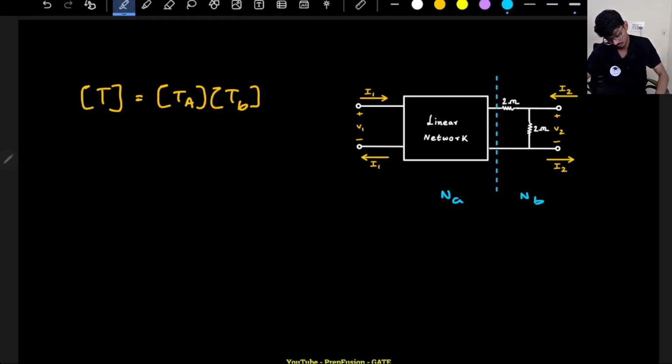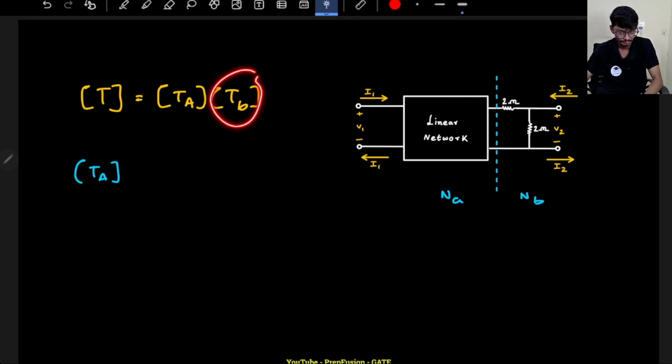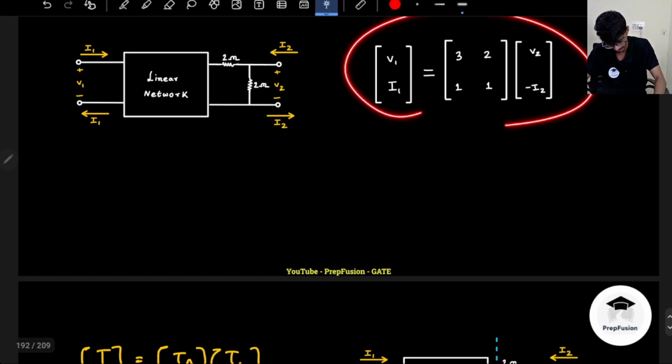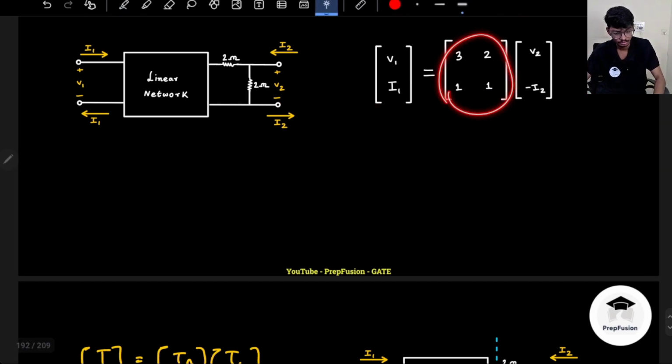So now what I can write is, I need TA, right? So how do I find out TA? TA can be found out if I post multiply by the inverse of TB. So it will be equal to T into TB inverse, correct? So that is what we have to do. First of all, T is overall given, right? This is my T matrix. T matrix is this. I just need TB.